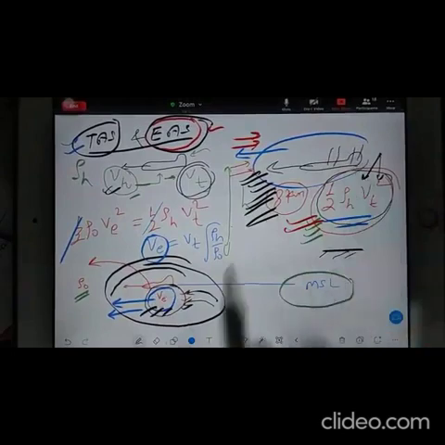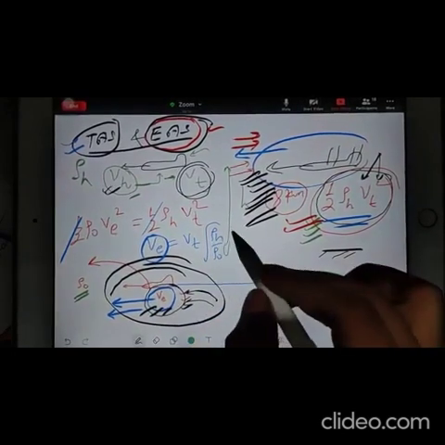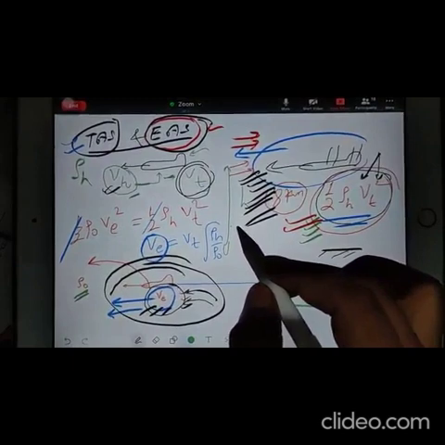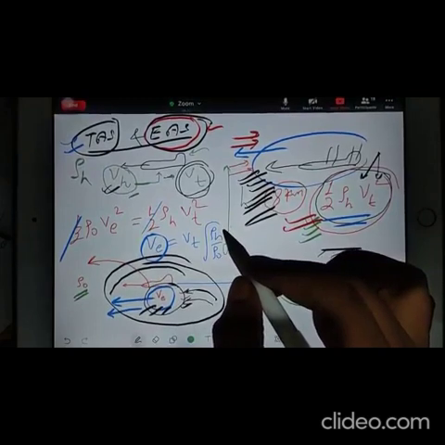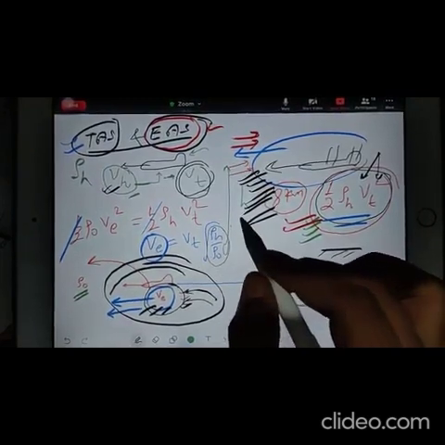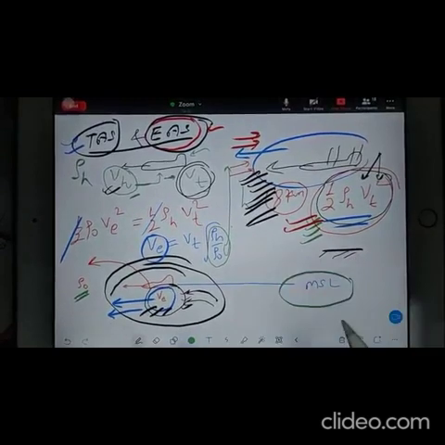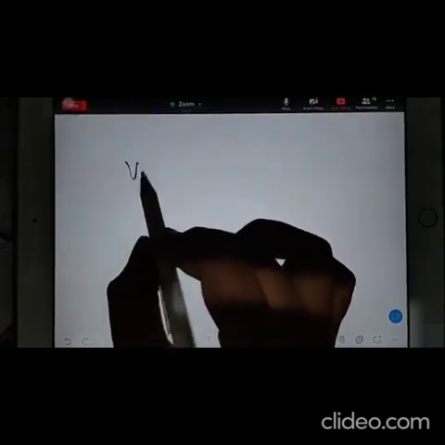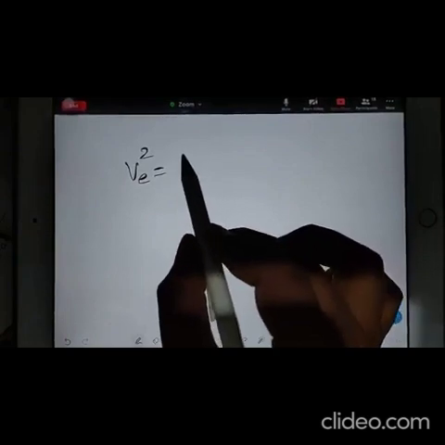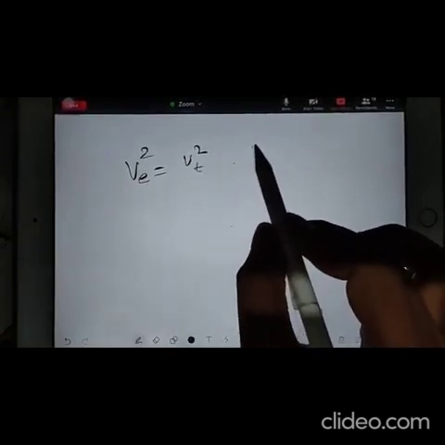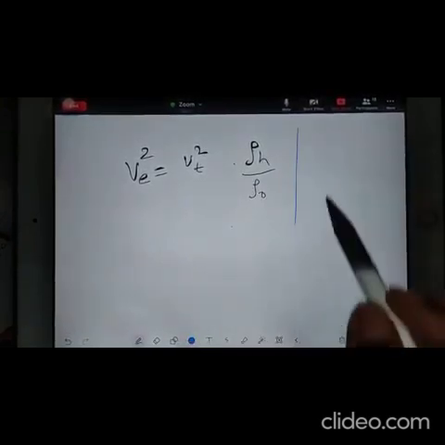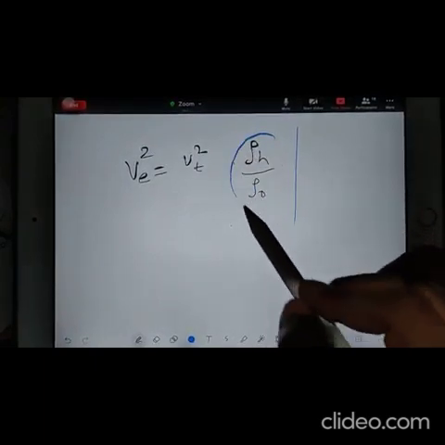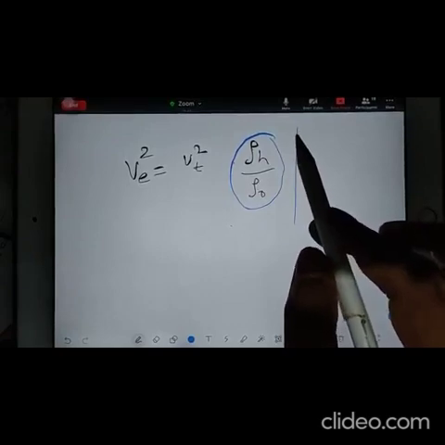I will again repeat what is the meaning of this. Sometimes this rho naught by rho H, they write in terms of sigma. I will change the page. We are getting V equivalent square is equal to V true square into rho height divided by rho naught. How are we getting this? By equating dynamic pressure. So this ratio also sometimes they give directly.